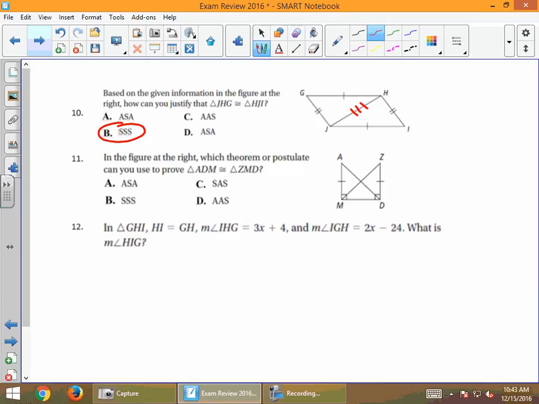Number 11. Everyone listening here. In the figure to the right, which theorem or postulate can you use to prove that triangle ADM is congruent to triangle ZMD? It's kind of hard to see, but there's something going on. He says they're both sharing MD. Yes. I know it doesn't look like it, but these are shared side triangles. You don't see these very often, but they're overlapping one another. So they are sharing this side. So what property do they have in both of them? Just look at one triangle. Side, angle, side. Other triangle, side, angle, side. Yes. It is SAS.